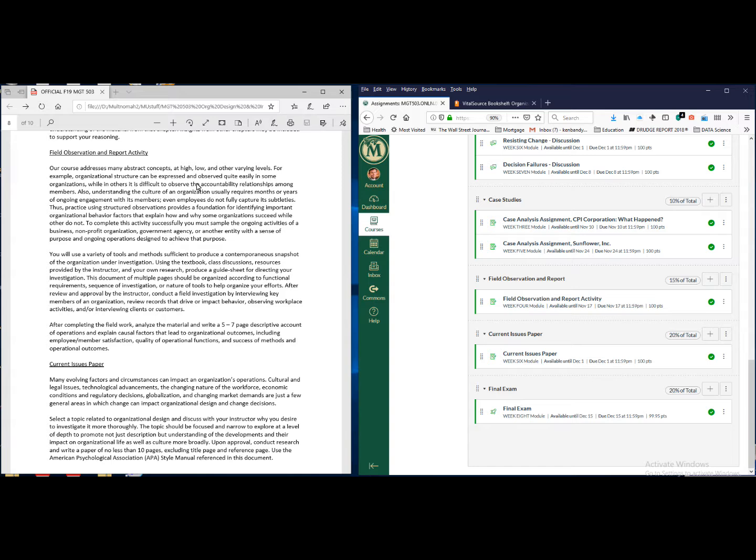So to complete this activity successfully, you must sample the ongoing activities of a business, a nonprofit, a government agency, or another entity with a sense of purpose, whatever that sense of purpose is. Could be a club, could be a frisbee club on the campus that travels to other schools and does competitions. With a sense of purpose and ongoing operations designed to achieve its purpose. And that's all I'm going to read of that. But that's the big picture.